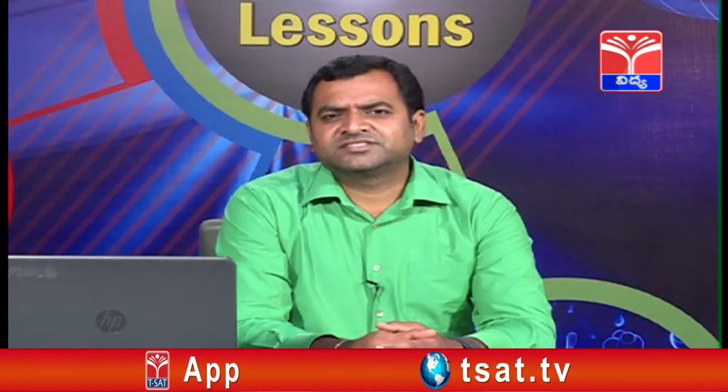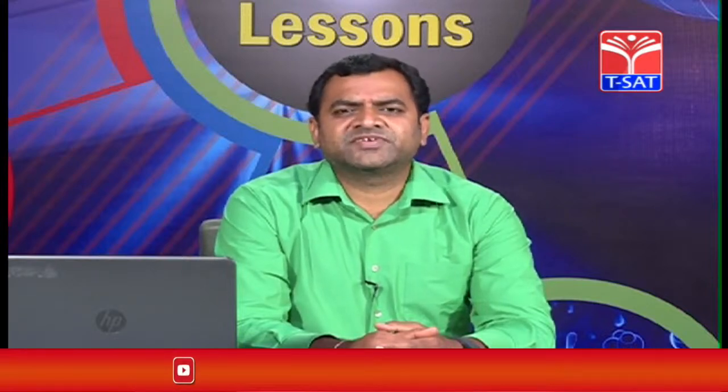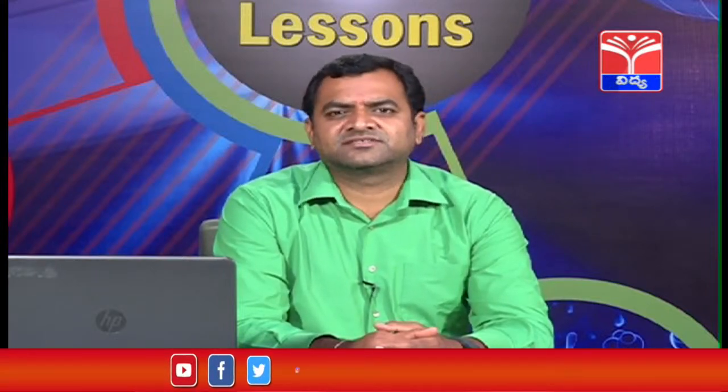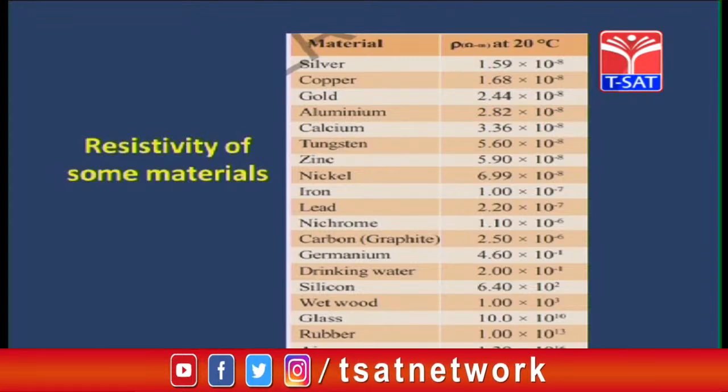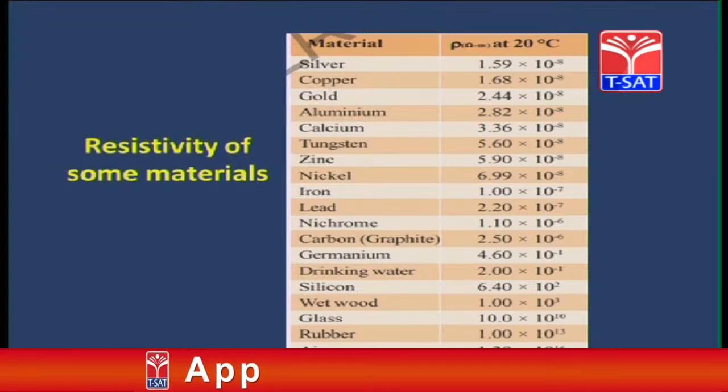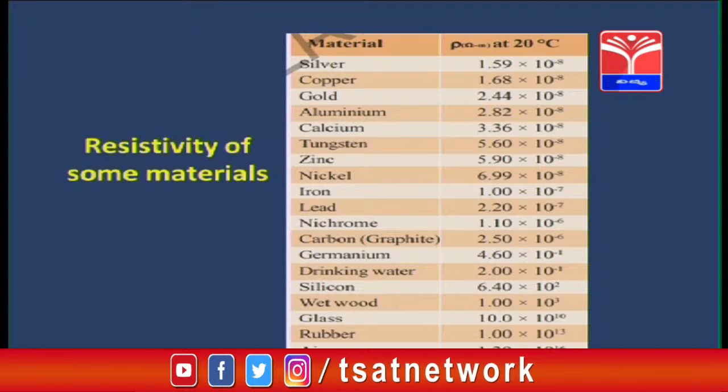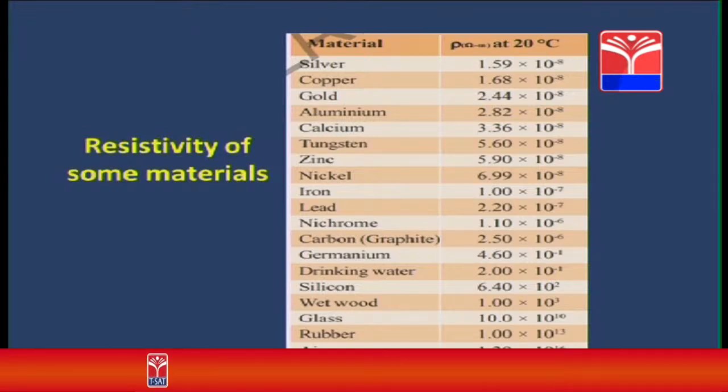Children, here is the table which shows the specific resistances of various metals. Silver has the lowest specific resistance and then followed by copper, gold, aluminum, calcium and so on. You see that iron is somewhere below zinc and nickel, and graphite is the only material which will conduct electricity, which is a non-metal. And if we look at other substances like silicon, germanium, water, their resistivity is quite high when compared to the metals.